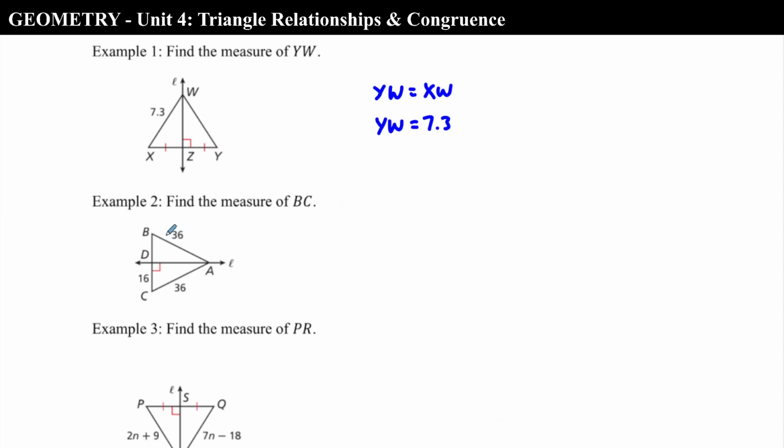All right, let's find the measure of BC in example 2. So here we're told that AC and BA are the same. So then BD and DC are going to be the same. Well, BC is the length of the whole thing. So therefore, we can say that BC is going to be twice the length of DC. And DC being 16, we're doing 2 times 16, so therefore BC is going to be 32.